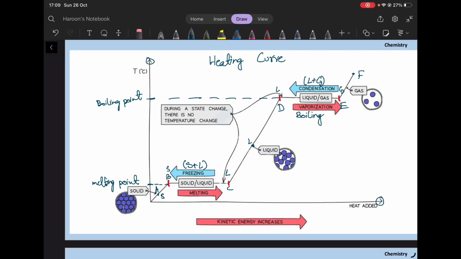So this is known as a heating curve. The horizontal stages represent a change in state. So you need to know that the temperature cannot rise or decrease, it stays constant as long as a change in state is occurring.